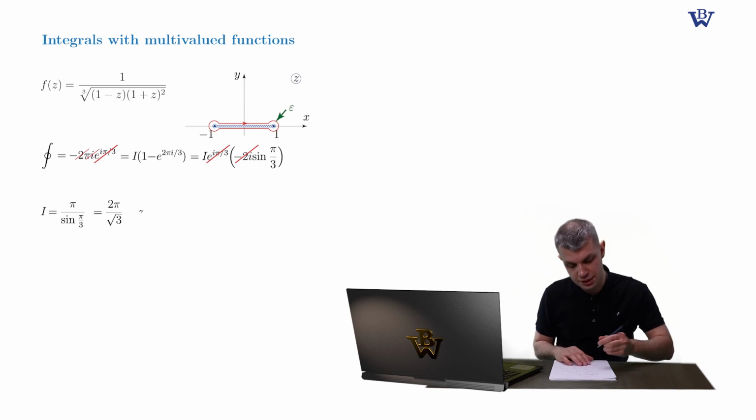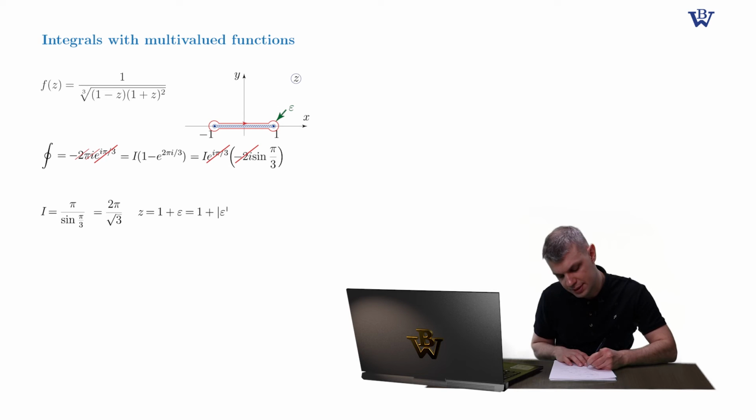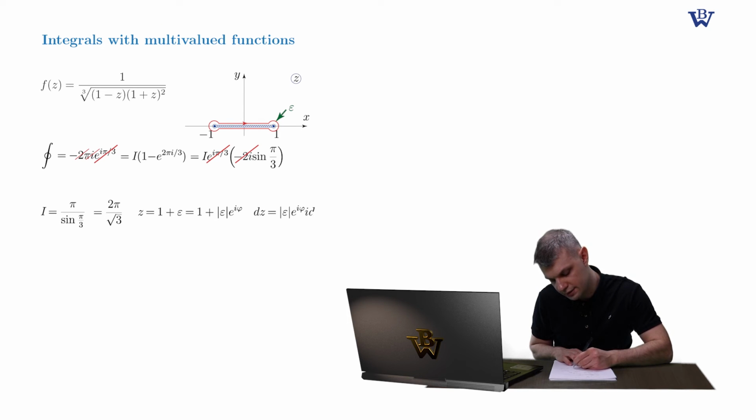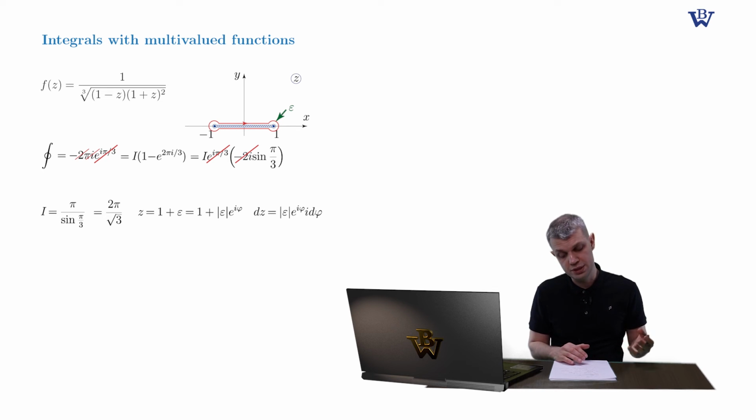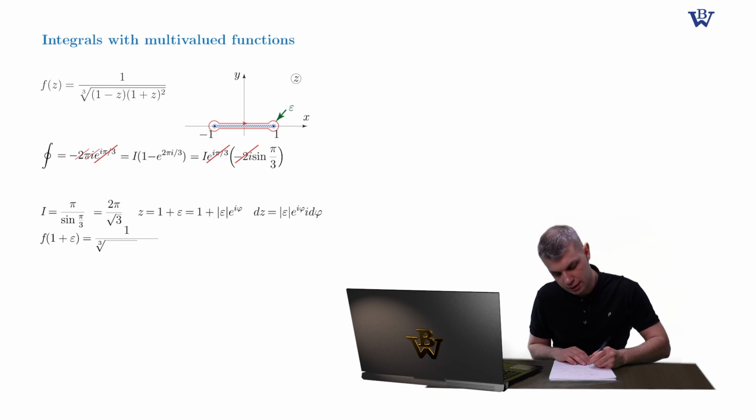So let's make a suitable change, z equals 1 plus epsilon, where epsilon is a small parameter, and parameterize epsilon as the modulus of epsilon times e to I phi. As a result, dz is equal to epsilon e to I phi I d phi. This way we turned our integral along dz into the integral along d phi, where phi changes from 0 to 2 pi. So let's plug this change into our cubic root. So f of 1 plus epsilon now is equal to 1 over the cubic root of negative epsilon times (2 plus epsilon) squared.